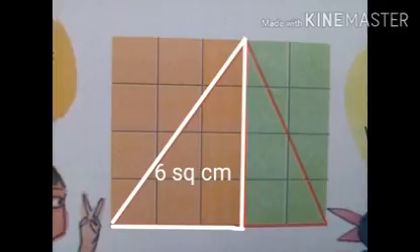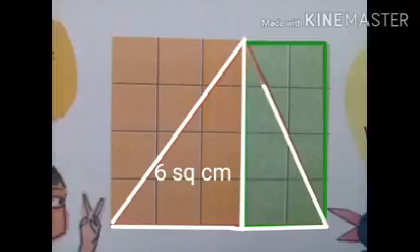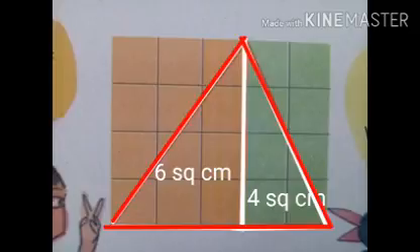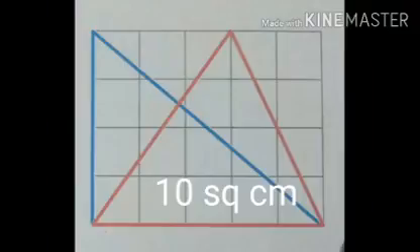The other part of our triangle lies in green rectangle and is half of green rectangle. Can you say what is the area of green rectangle? Yes, it is 8 square centimeter. Therefore, area of green triangle is half of 8, that is 4 square centimeter. So the total area of red triangle is 6 plus 4, that is 10 square centimeter. So the area of both the blue and the red triangles is same, that is 10 square centimeter.